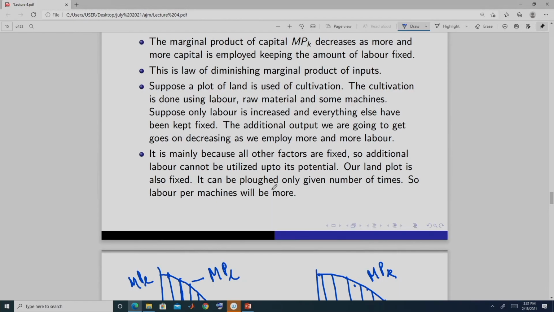Suppose you fixed a plot of land and you are cultivating that land. So, your land plot is fixed. Now, you are only using labor. Now, if you keep on increasing the labor, what is happening? And suppose your machines are also fixed. So, you can only plow that field a fixed number of times. You cannot go on plowing that land. And further, machines can also be used only for plowing, suppose, only a few times.